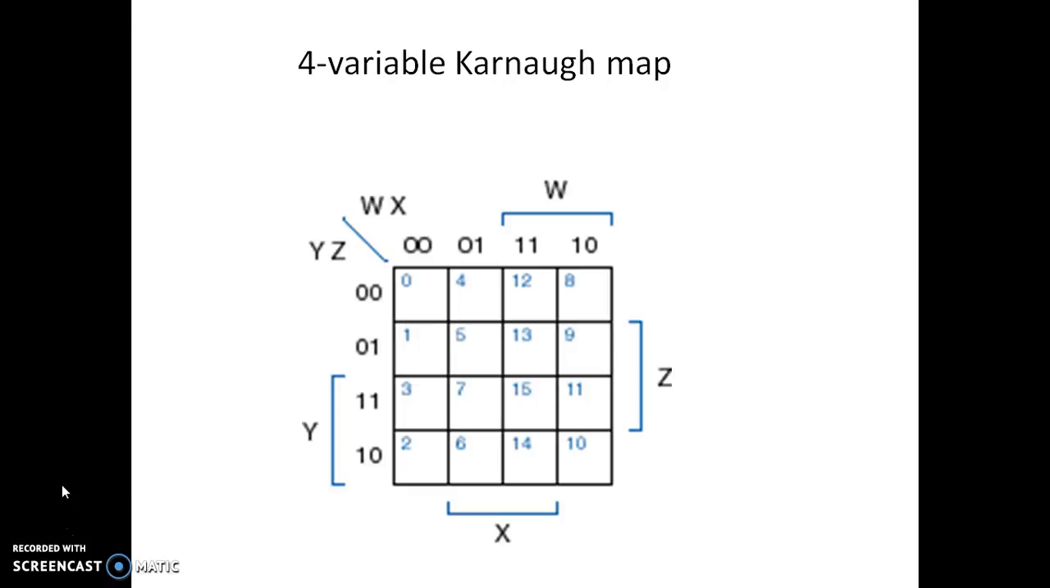Now the 4 variable K-map. This is the way of representing the 4 variable K-map. Here if it is a 4 variable K-map, the possible combinations are from 0 to 15, that means there are total 16 combinations.